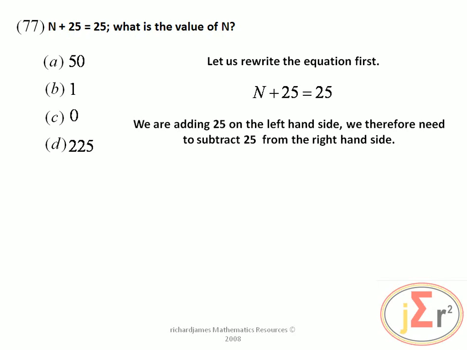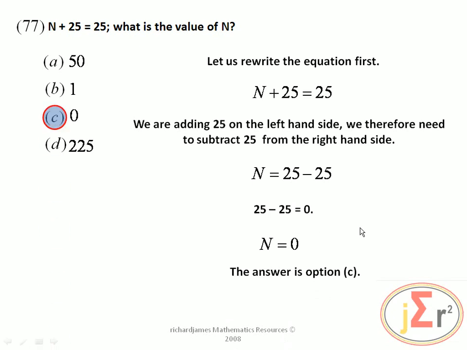We are adding 25 on the left-hand side. We therefore need to subtract 25 from the right-hand side. So we are doing the opposite of addition on the opposite side. So we will have n is equal to 25 minus 25, and that is equal to 0. So n is equal to 0, and that is option C.